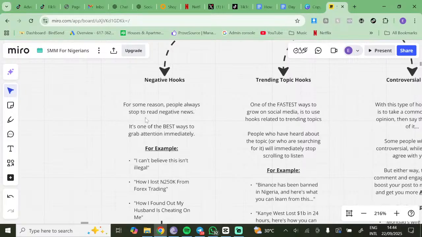So for some reason, people always stop to read negative news, okay? Or people always stop to listen to negative gist, okay? It's one of the best ways to grab attention immediately. Think about it. On TikTok, you can see somebody make a post, like a normal post, and that post may not go viral. But if somebody makes a post talking about something bad that's happened, or how they were scammed, or how they were robbed, the video gets millions and millions of views, right? Because negativity always makes people stop. They will stop and they will pay attention to it. Whether they want gist or whether they want to learn how to avoid what happened to you, whatever it is, they will stop scrolling and they will pay attention, okay?